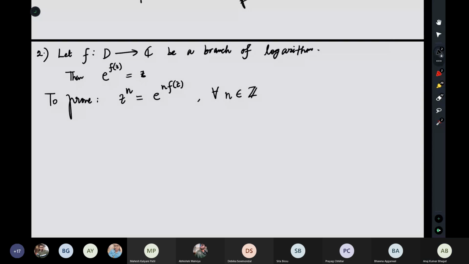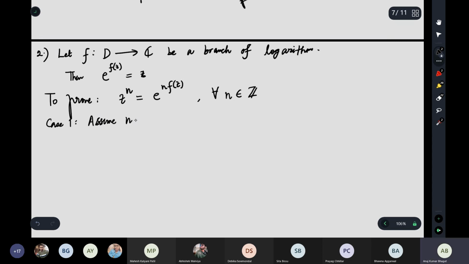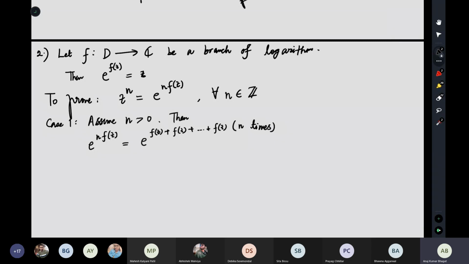Right. So I want to prove this for different values of n. Case 1: assume n is more than 0. Then I'll start with e to the power n f(z). This is e to the power f(z) plus f(z) plus f(z), n times. This makes sense because n is positive, right? If n is 5, then e to the power 5 f(z) means adding f(z) 5 times in the power of e.